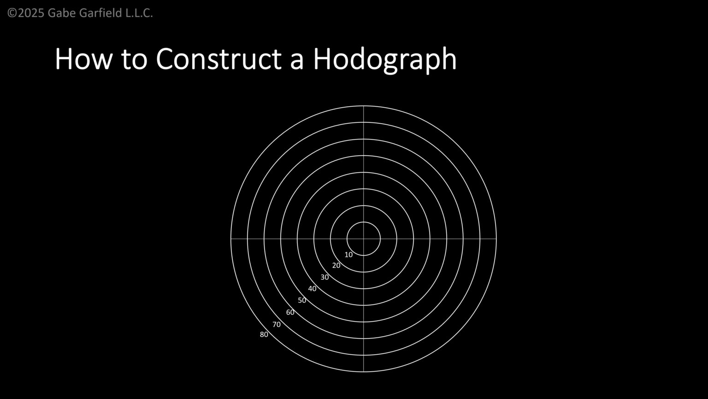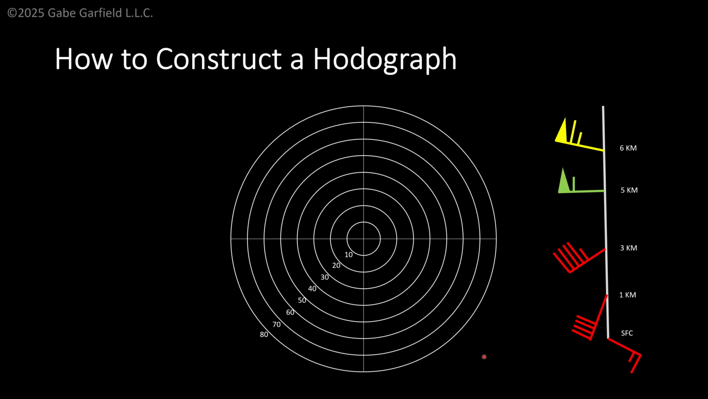Okay, we're ready to construct a hodograph. You've got the polar coordinate system there. So let's introduce an example wind profile. And so you see it at right. And we call it a wind profile because it's a profile in height, meaning this is how the wind changes as you go above the ground.